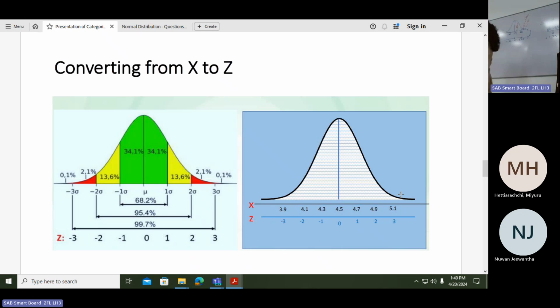Then this picture shows how to convert our x values to the z values. Using this formula, we can convert x into z. Then we have the z value, we can use it in the z table. We can get the z.